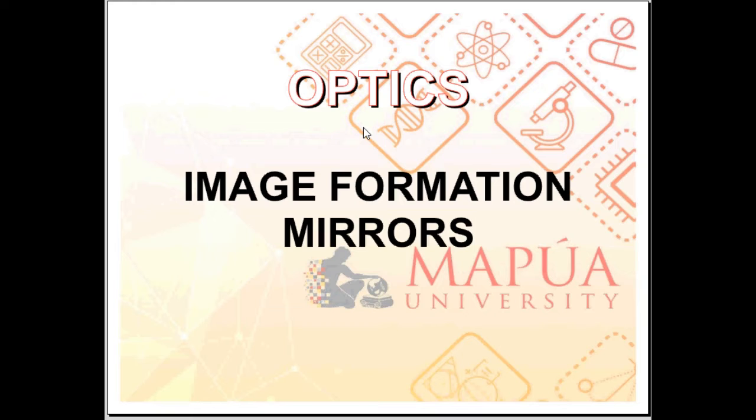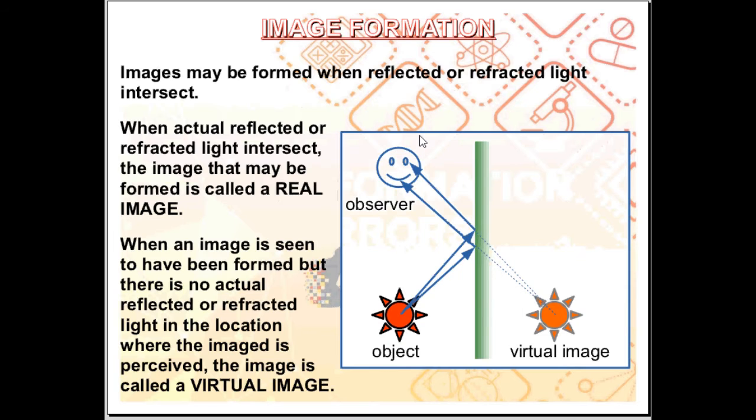In this video, we take a look at the concept of image formation as well as image formation using mirrors. So first, let's take a look at image formation. Images may be formed when reflected light or refracted light intersect at a particular point. At that point, the image is formed.